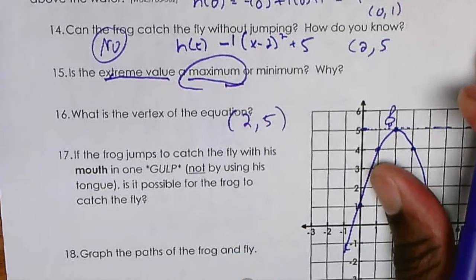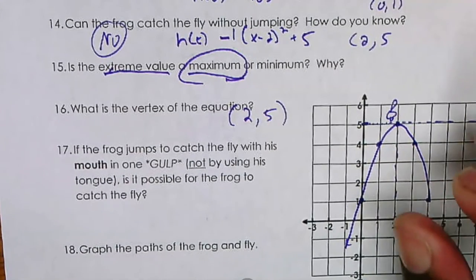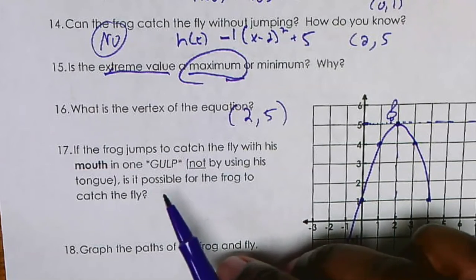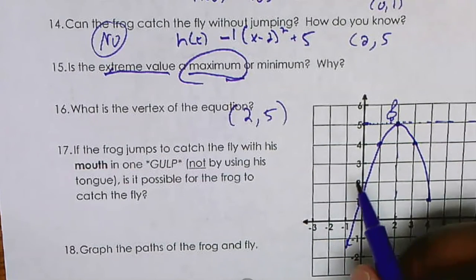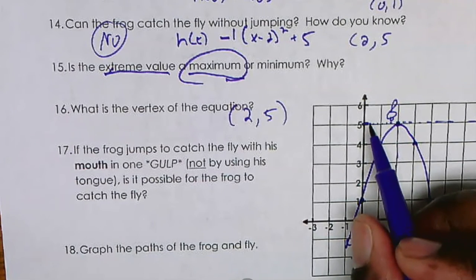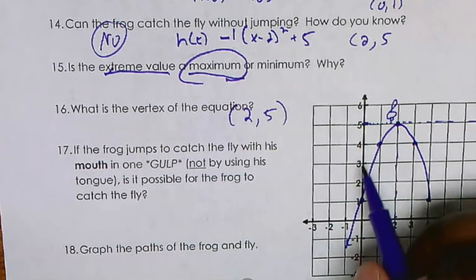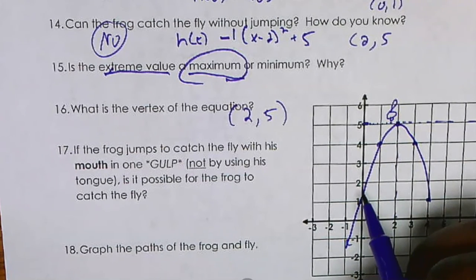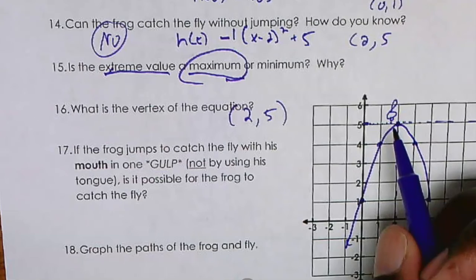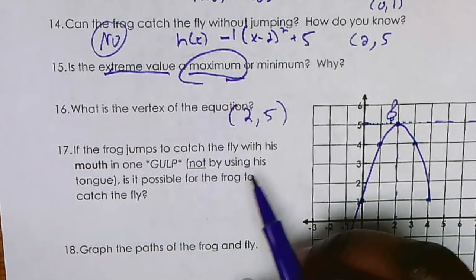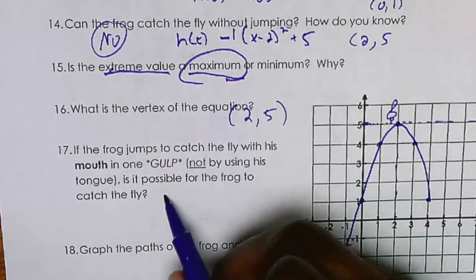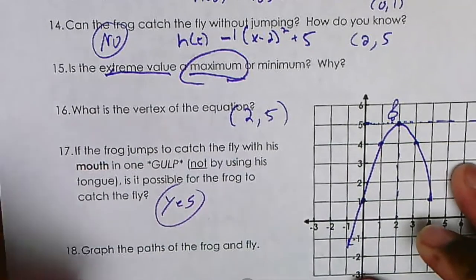And the next part says, if the frog jumps to catch the fly with his mouth in one gulp, not by using a tongue, is it possible for the frog to catch the fly? So, assuming that the fly is moving across the sky at the same rate the frog is jumping through the air, they could meet at the same place. So it is possible. I don't know the speed the fly is moving at, but yes, it's possible. It depends on several things though.